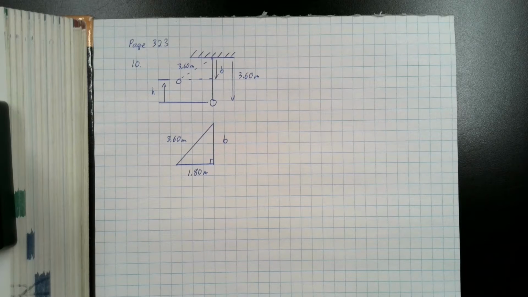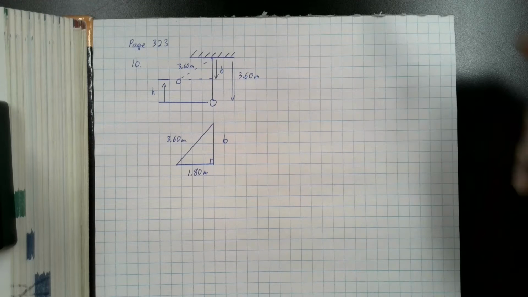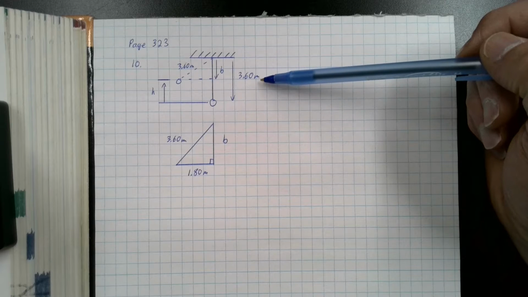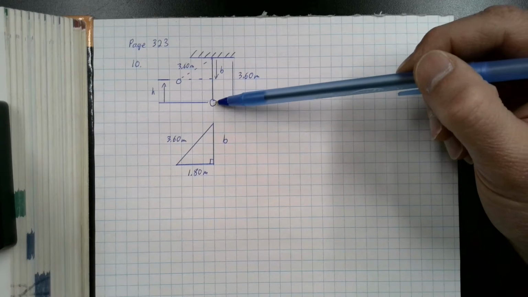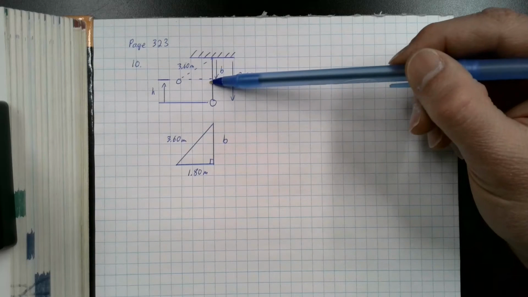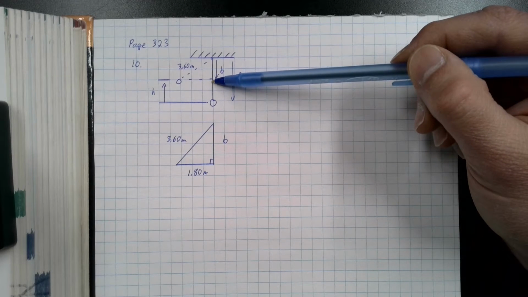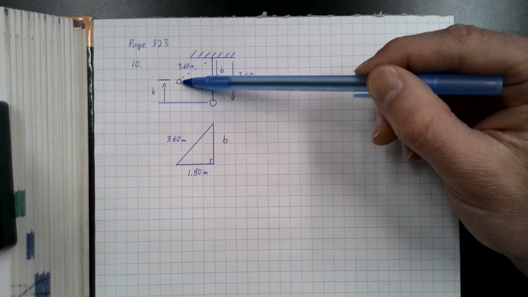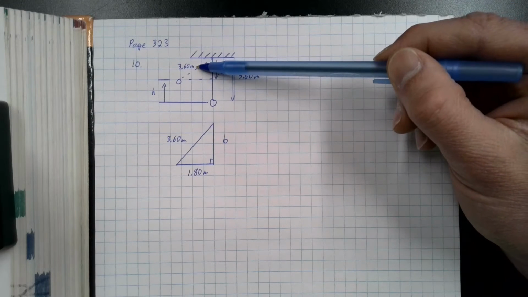Page 323, question number 10. In this question, we have a pendulum with a string 3.60 meters long. Now we're pulling the pendulum from the bottom position up to the side until the horizontal distance is 1.80 meters. With that said, the length of the string from the top to where the ball is still 3.60 meters.